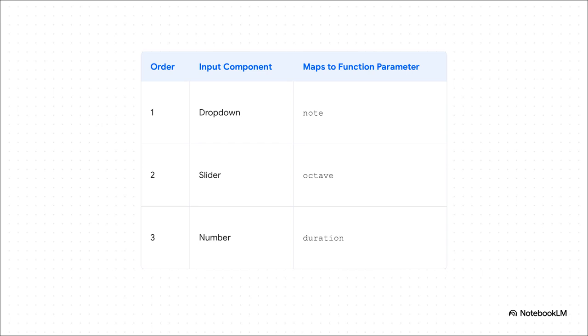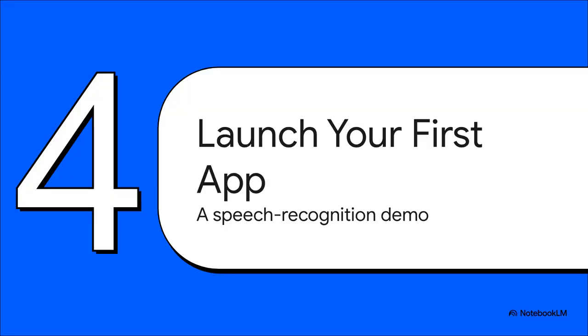Now here is the absolute key, the one thing you have to remember. Order matters a lot. The components in your list map one-to-one to the parameters in your function in the exact same order. So as you see here, the first component, the dropdown, maps to the first parameter, note. The slider maps to octave, and so on. The order is everything.